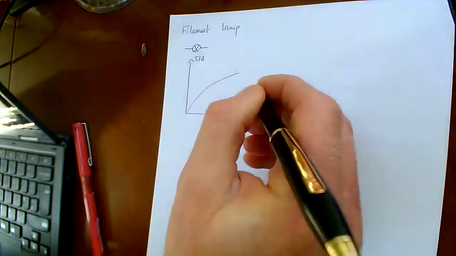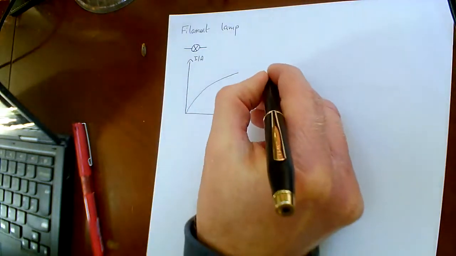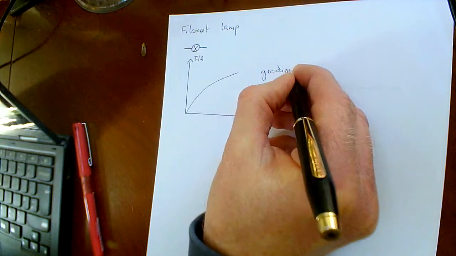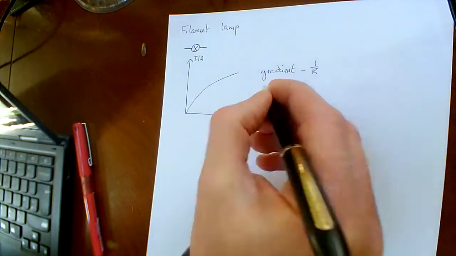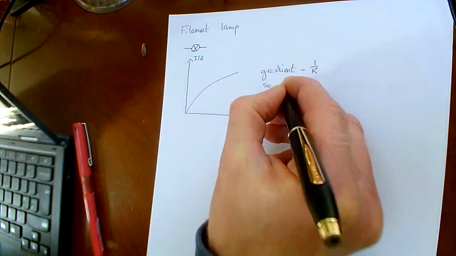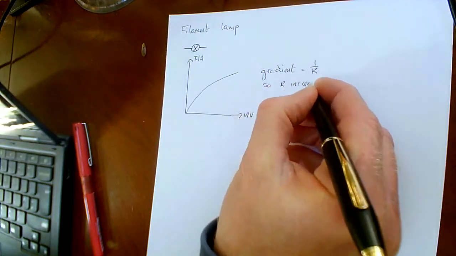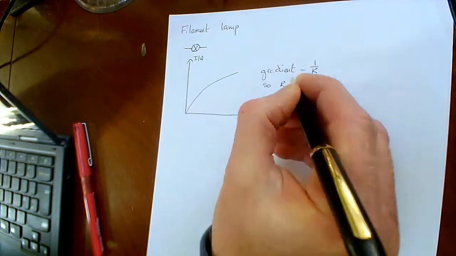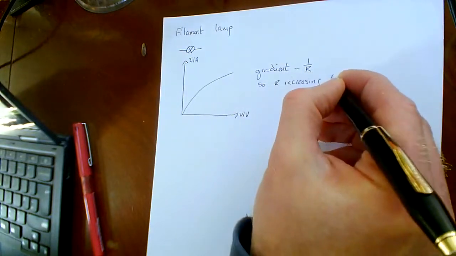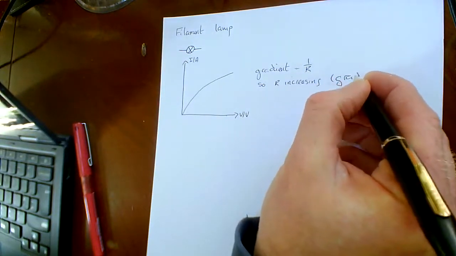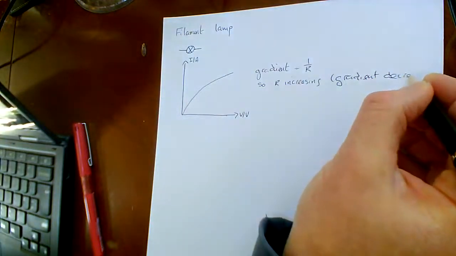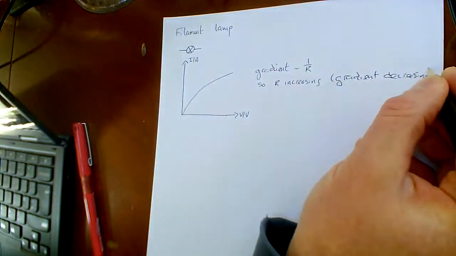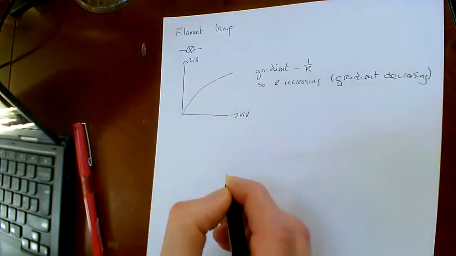So from yesterday you'll remember we said that the gradient of the IV graph is 1 over the resistance. So R is increasing here because the gradient is decreasing. And you need to be able to explain why that is.